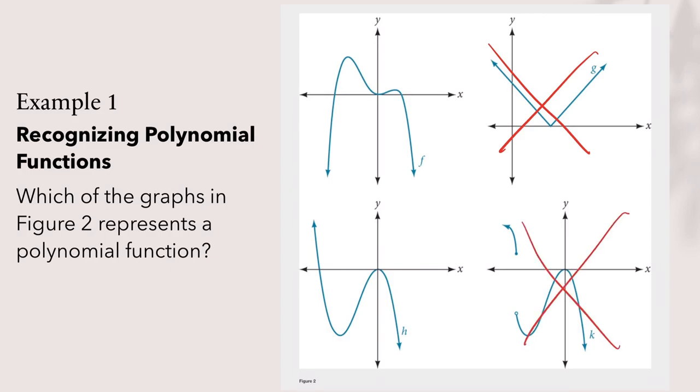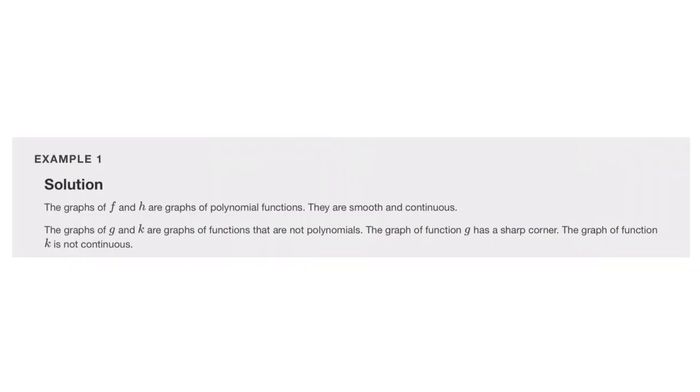So I would say the two remaining are polynomials. f and h are graphs of polynomial functions. They are smooth and continuous. The graphs of g and k are the graphs of functions that are not polynomials. The graph of g has a sharp corner. The graph of function k is not continuous.